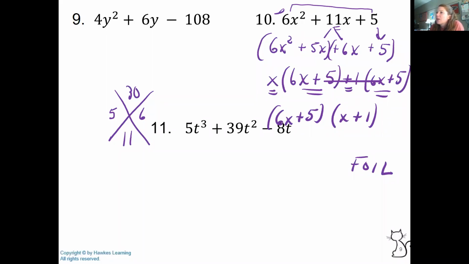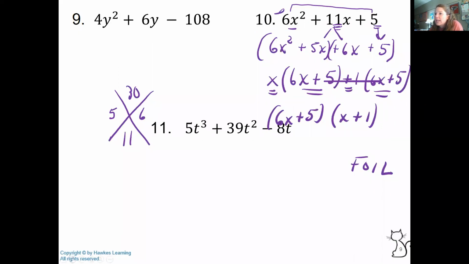All right, so if we FOIL, 6x plus x, we get 6x squared. And then if we did the outside term, 6x times 1 is 6x, plus 5x is 11x. And then 5 times 1 is 5. So FOIL is what you did in college algebra the other night. I'm pretty sure you guys did that. I'm pretty sure you got that far.